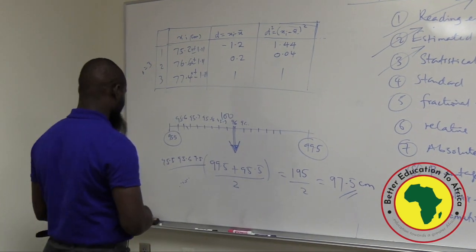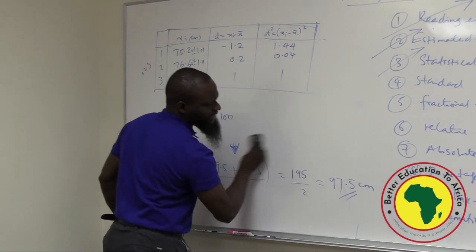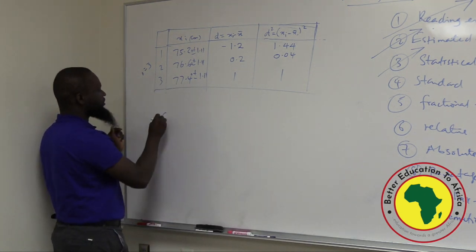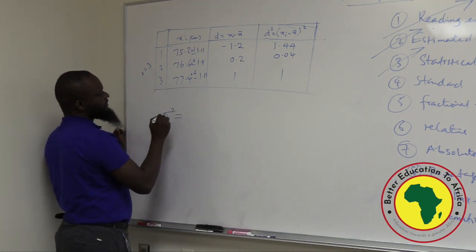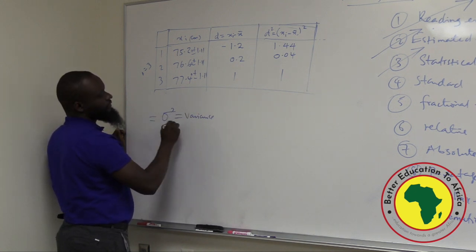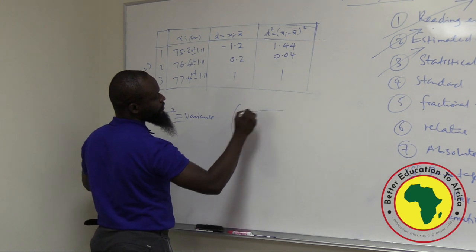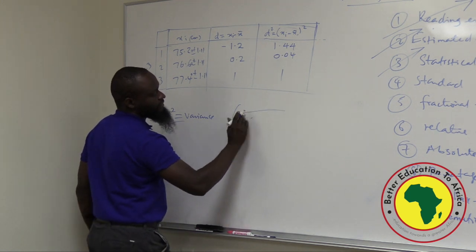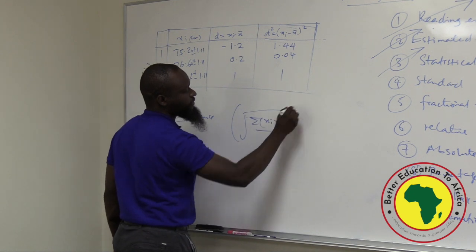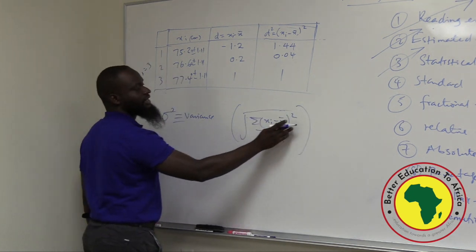Now, step 4. There's something we call the variance. It's not very useful here, but I'm going to mention it. The variance is just the square of the standard deviation. The variance is sigma squared. It is the square of the square root of the sum of (xi minus x bar) squared divided by n minus 1. So you take the square of that, okay?